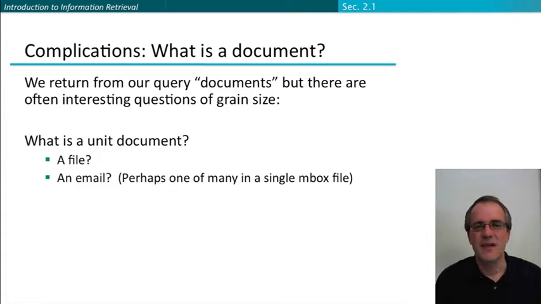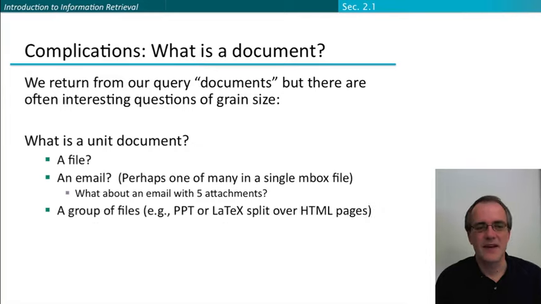So for example, if you're indexing email, commonly a whole bunch of emails might be stored together in one file on disk, like in a classic Unix mbox file. But it seems like the natural unit of indexing is the size of an email. But what if it's an email with 5 attachments, which might themselves be Word documents or PDFs? Should we be treating those as separate documents or as part of this one email?